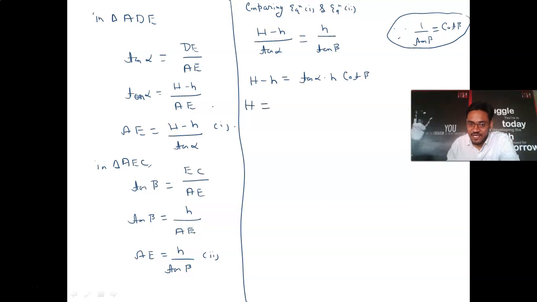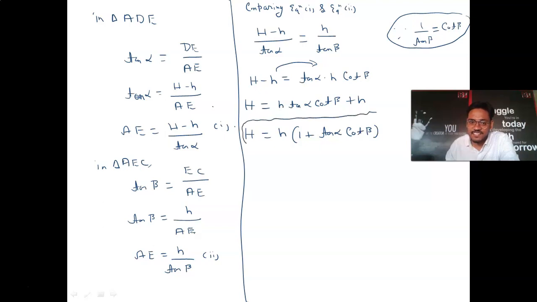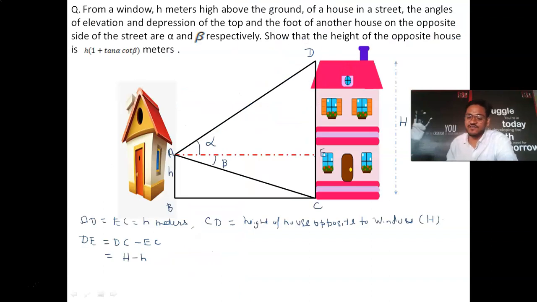Now capital H is going to be, in the right hand side I have h tan alpha cot beta, and this minus h will go to the right hand side, it will become plus h. Now taking small h common, what would I get? I would get tan alpha cot beta plus 1, or 1 plus tan alpha cot beta, it is the same thing. So students, that's what we wanted to prove. Clear? So in this way we can solve this kind of question.